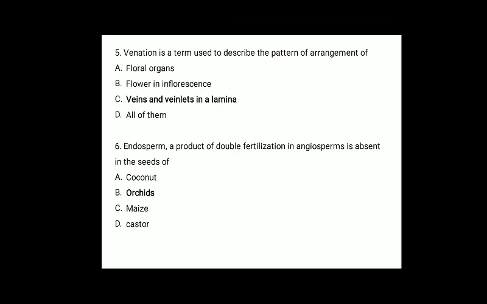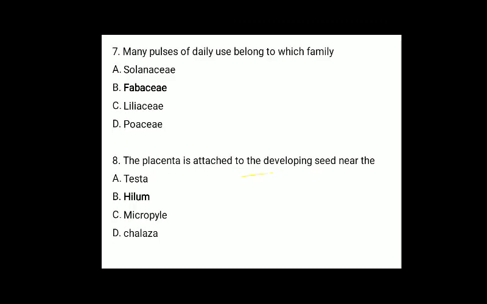Sixth question. Endosperm, a product of double fertilization in angiosperms, is absent in which plant? It is absent only in orchids. Then, many pulses of daily use belong to which family? Solanaceae, Fabaceae, Liliaceae, Poaceae. The correct answer is Fabaceae. Then, the placenta is attached to the developing seed near the testa, hilum, micropyle or chalaza. For this the correct answer is hilum.